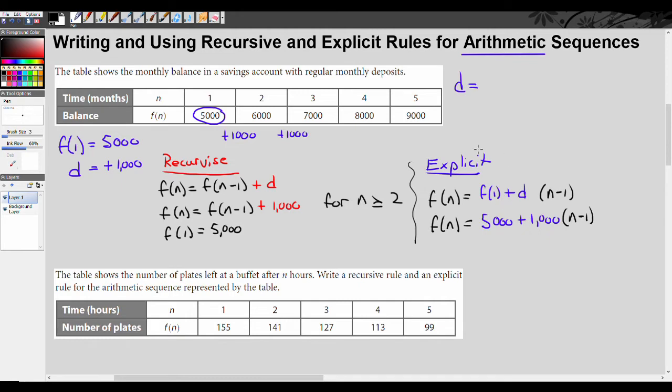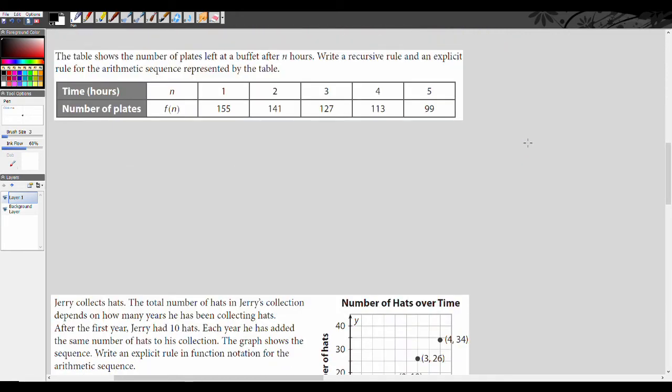All right, let's go ahead and move on to our second example here. These should move quicker because I've already explained the basics. So this table shows the number of plates left at a buffet in n hours. Write a recursive rule and an explicit rule for the arithmetic sequence represented by the table. So we have here 155, 141, 127, 113, 99. So what is my first term? What's f of 1? It is 155.